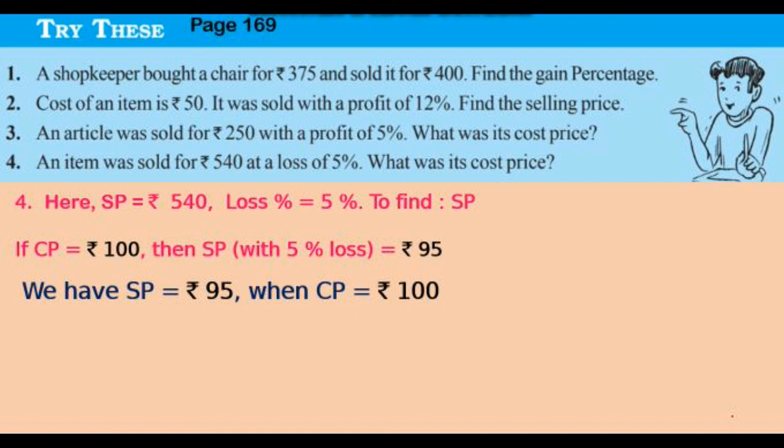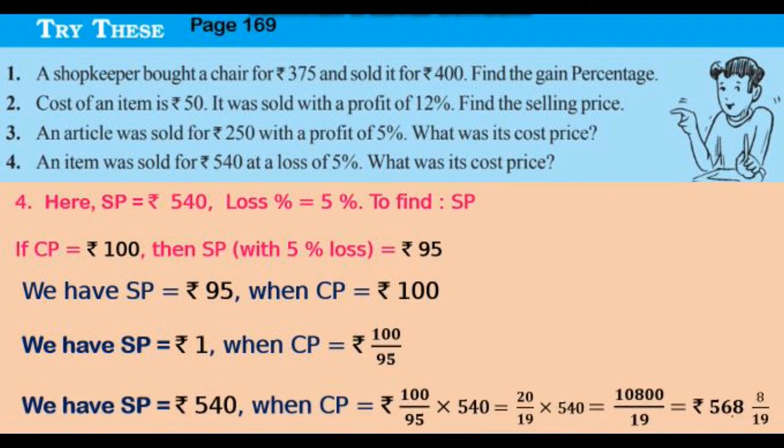Now I write it in reverse order. If SP is 95, CP is 100. If SP is 1, CP will be 100 upon 95. I am taking the unitary method now. If SP is 540, that is the actual value given, then what will be the CP? 100 upon 95 multiplied by 540. So if you calculate, you will get rupees 568 8 upon 19. This is the cost price of the item.